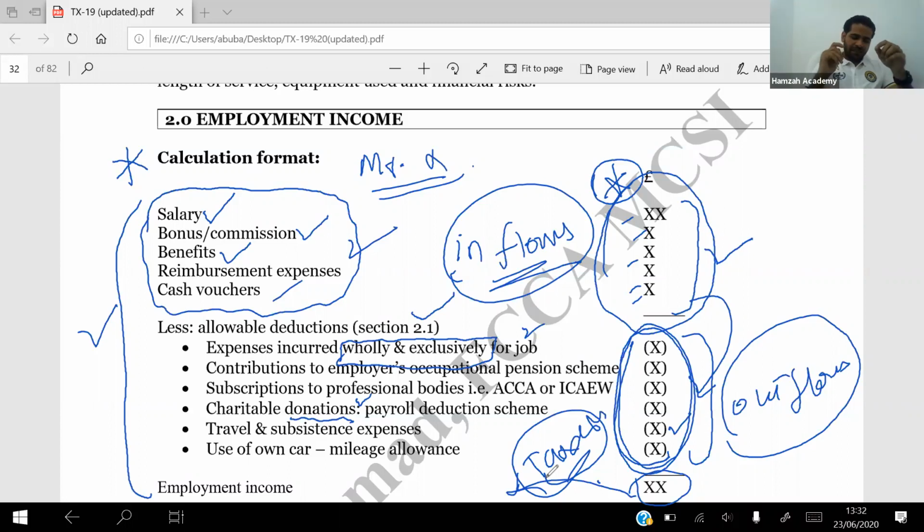Second is that you should know the format of employment income calculation. So instantly, if you know the format, your mind will be telling you that you should look for salary, bonuses, commissions, and other portions like cash vouchers, benefits, reimbursement expenses. Your mind will tell you to keep on looking for that, and you will keep on seeing and marking them and keep on putting them into your solution. This is how it should work.